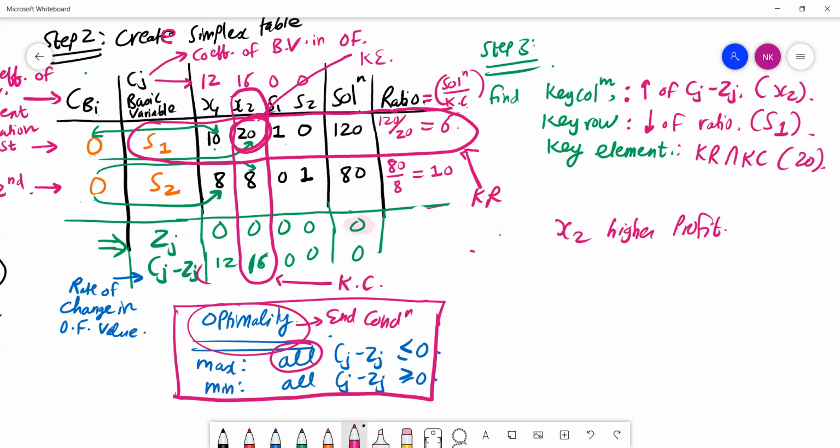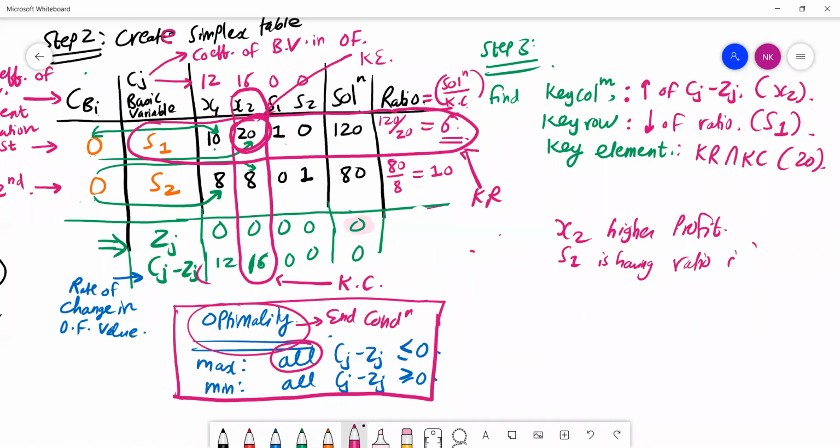Contrary to this, if we consider X2 to be giving higher profit, then the rate of getting profit, having considered X2, will be less, because we have the ratio to be less than this one. So if we are going to consider X2, then the ratio of the profit that we'll be getting will become less by considering this S1. So S1 has the lower ratio.